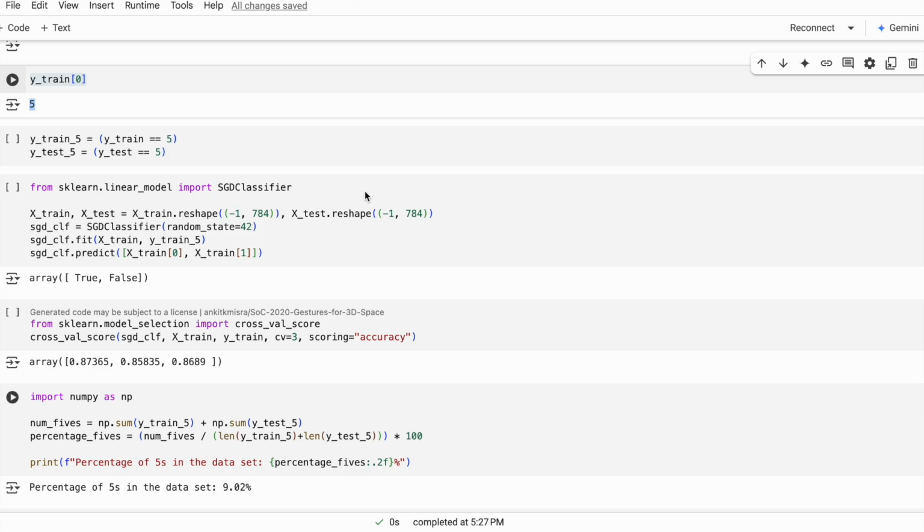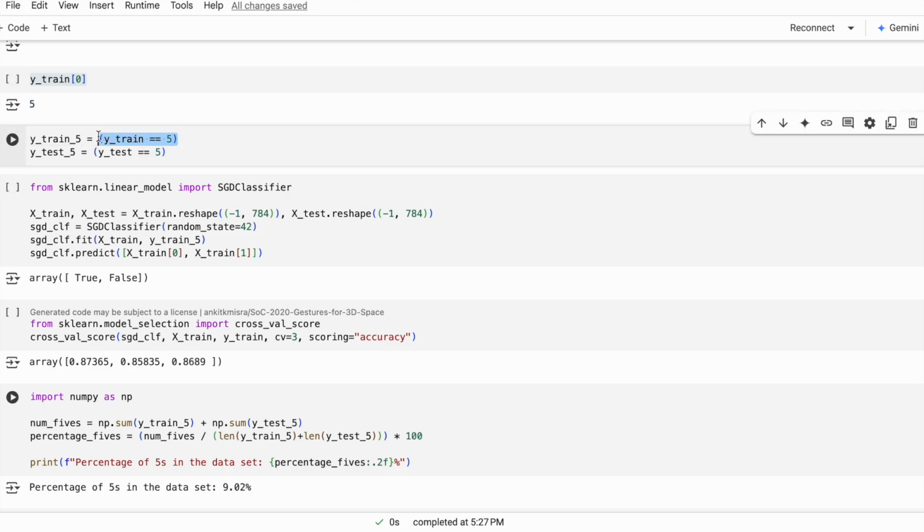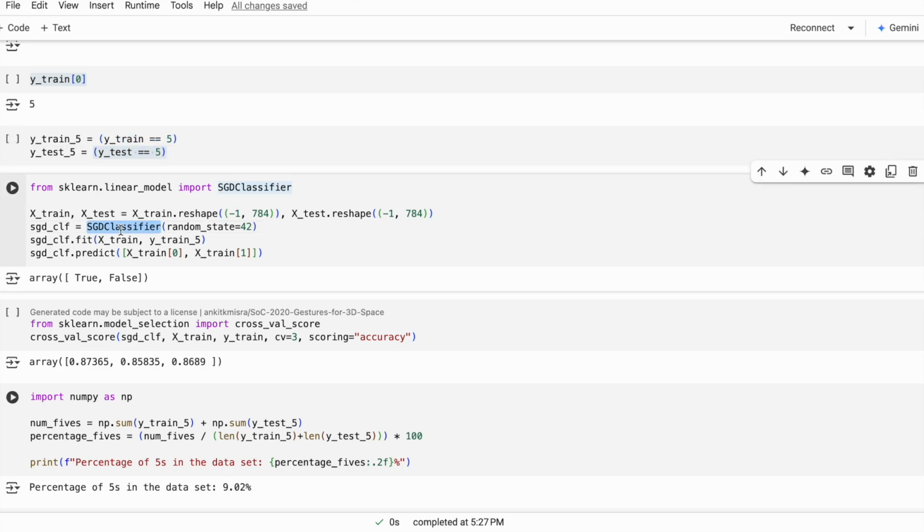In order to do this, we need to modify our dataset. Instead of keeping all the extra numbers, our new y_train and y_test become the value of true or false: 5 for true and non-5 for false. We can use a stochastic gradient descent classifier as our starting point. We need to convert the shape before feeding into the model. This code converts a 28 by 28 2D array into a 1 by 784 array.